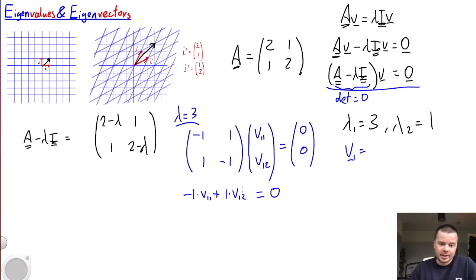So looking at these, we can quite easily see there's going to be an infinite set of solutions, but we actually don't mind what solution we choose. So we'll just choose the simplest one. We could say if this was 1 and this was 1, then we'd end up with -1 plus 1, which gives us indeed 0. So our first eigenvector is going to be 1, 1.